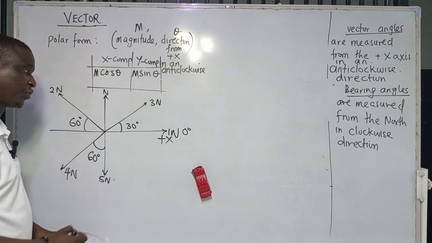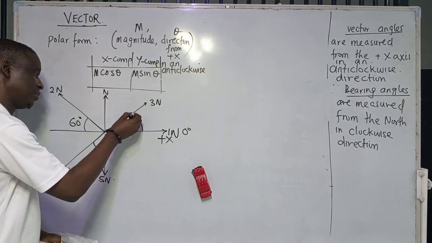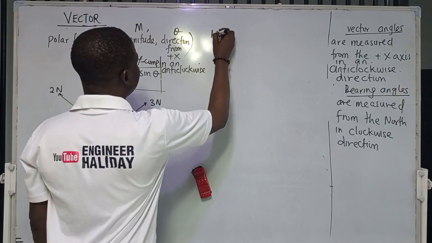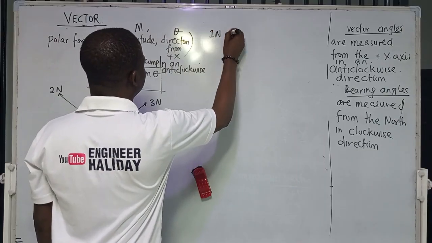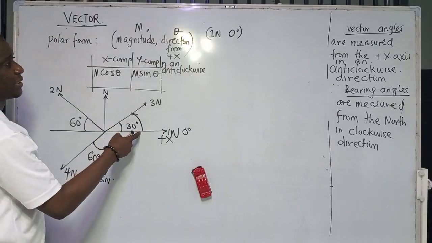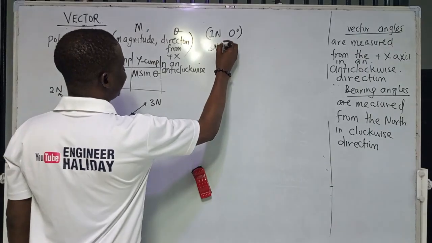That is the starting point. I move like this. This is 30. That means 1 Newton is 0 degree. Then 3 Newton from the positive x-axis is 30 degree.